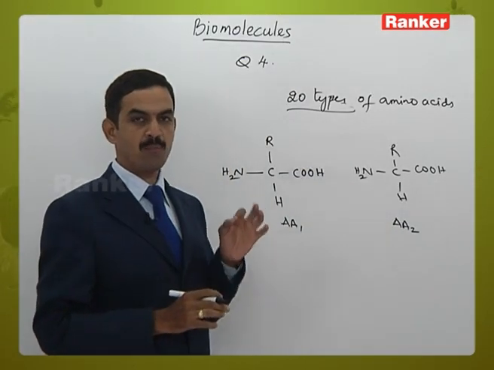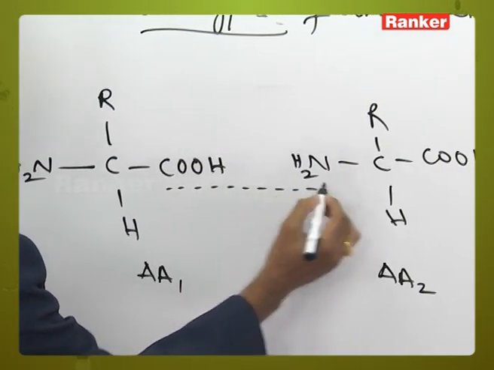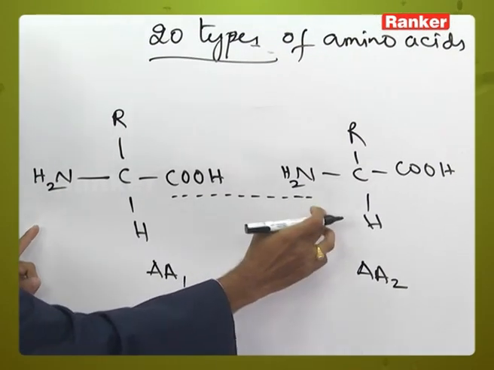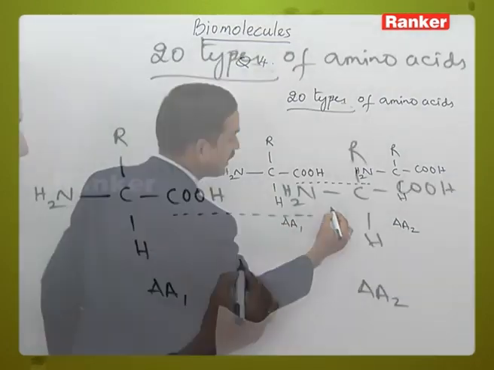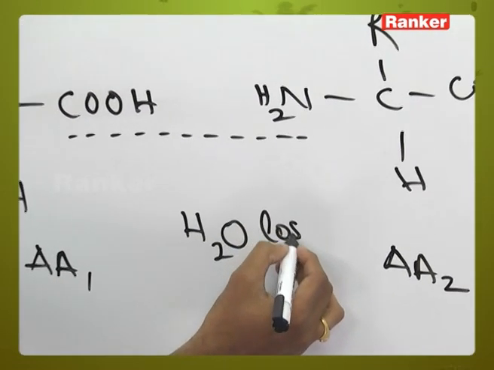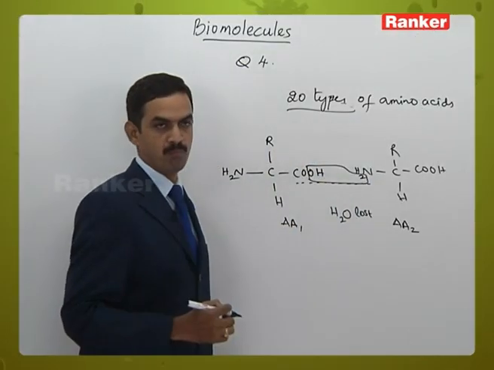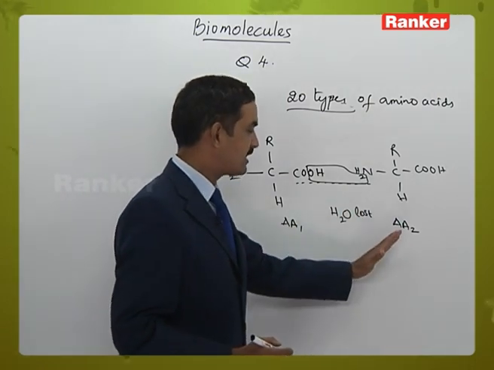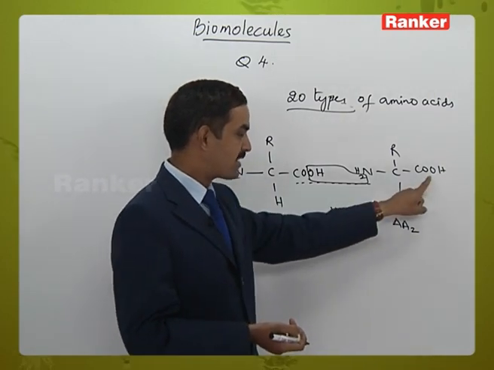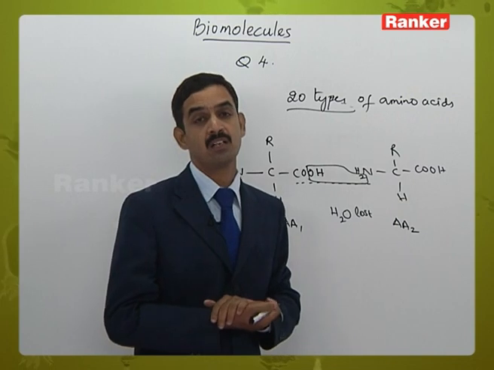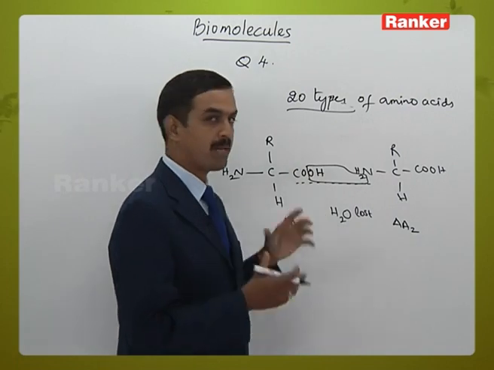During the formation of bonding, the bond is always formed between the COOH of the earlier amino acid and the NH2 group of the next amino acid. When the bond is formed, one water molecule is lost, and the type of bond formed is called a peptide bond. In the same way, the COOH group of the second amino acid is bound to the NH2 group of the third amino acid. So likewise, a chain of amino acids is formed with the help of peptide bonds.